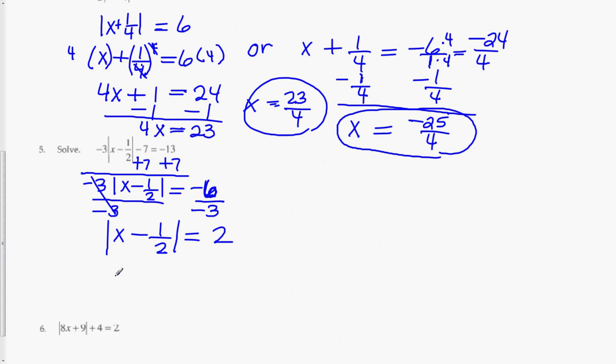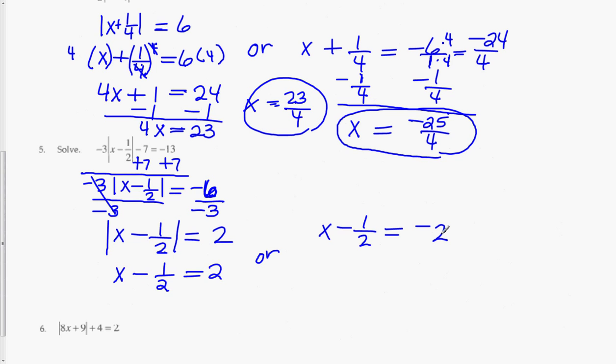So I'm going to come over here and I'm going to say, okay, x minus 1/2 equals 2, or x minus 1/2 equals negative 2. And then we are going to solve each one of those. And again, you have an option. You can choose to solve each one by clearing the fractions, or you can just add 1/2 to each side. Either one.